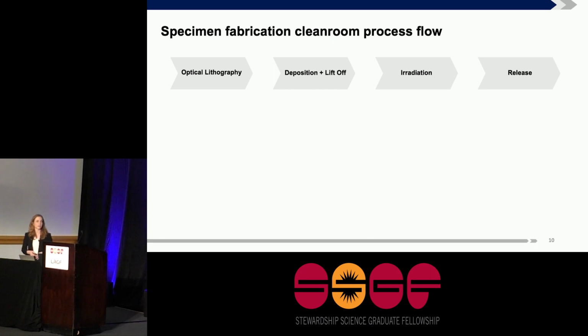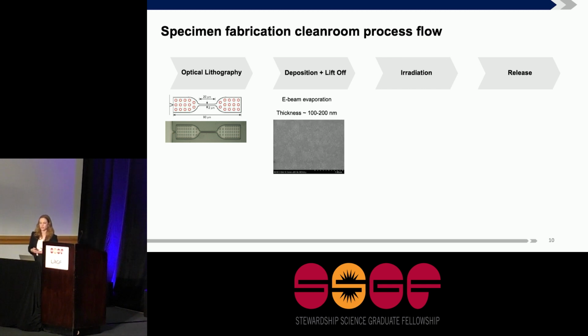I fabricate these specimens in a clean room following the process shown here. The first step is optical lithography to define the pattern that I'm interested in. The next is deposition. I've mainly focused on gold and aluminum thin films, thicknesses ranging between 100 to 200 nanometers, since these are good model FCC materials.